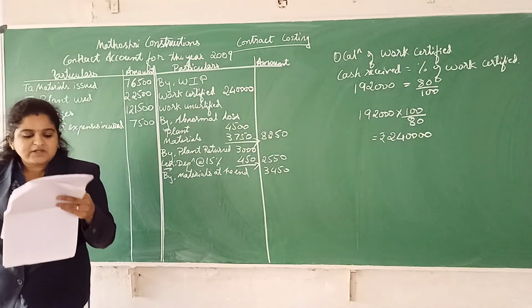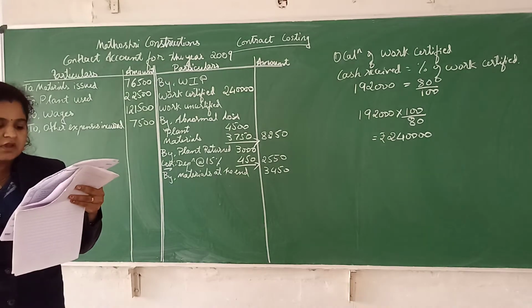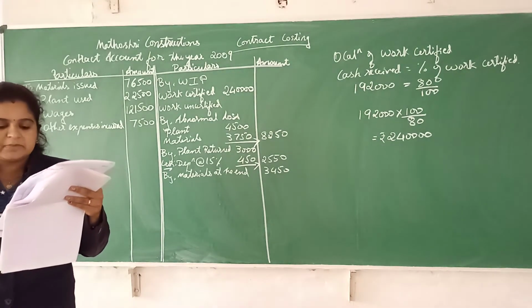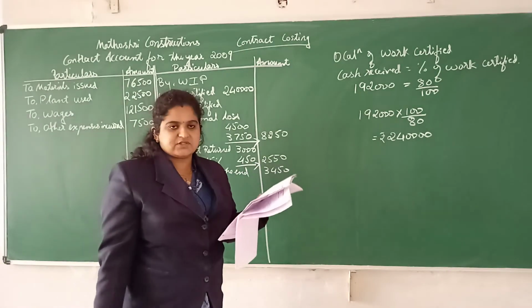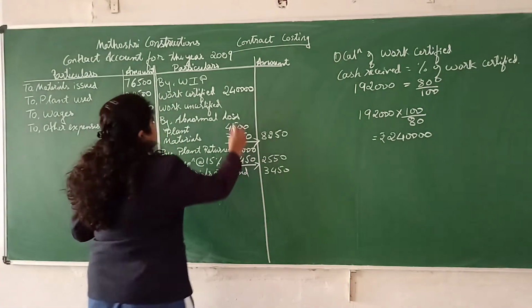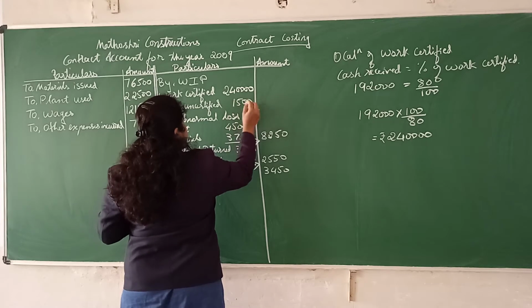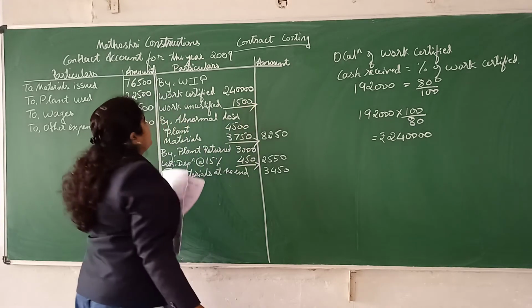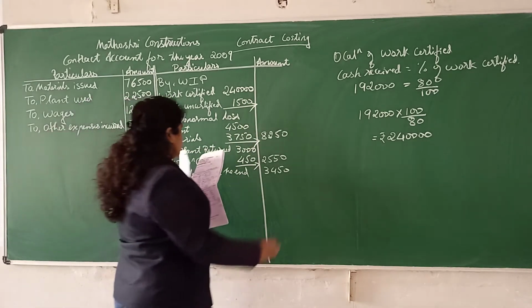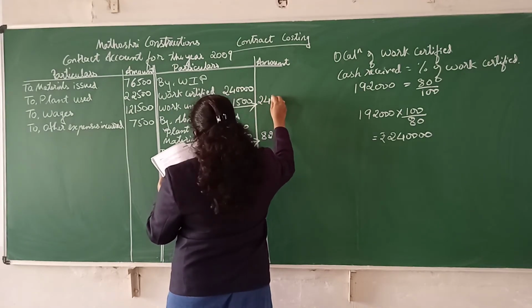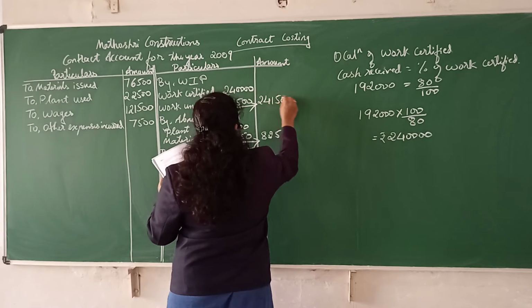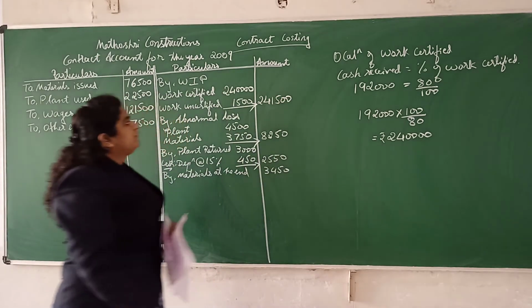Okay, now next, cost of work done but uncertified was rupees 1500. So that is work uncertified is 1500. So write it. Make total and take it outer column. That is 2,41,500.